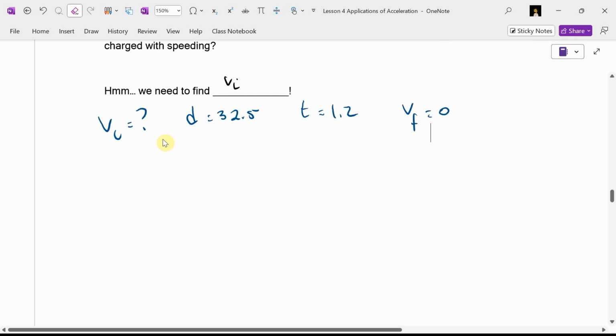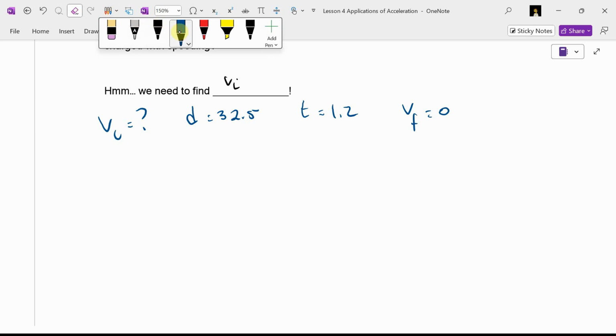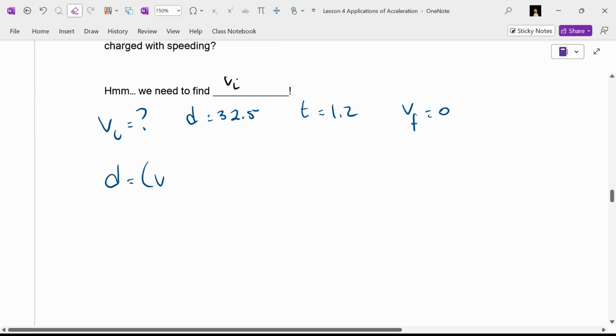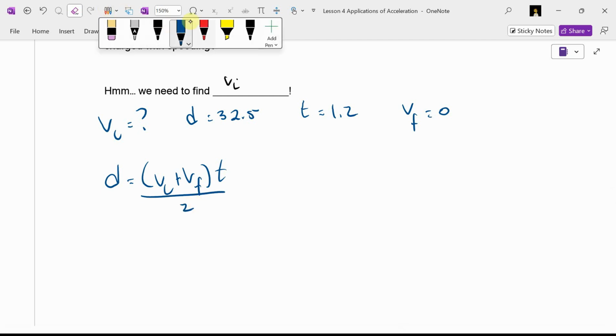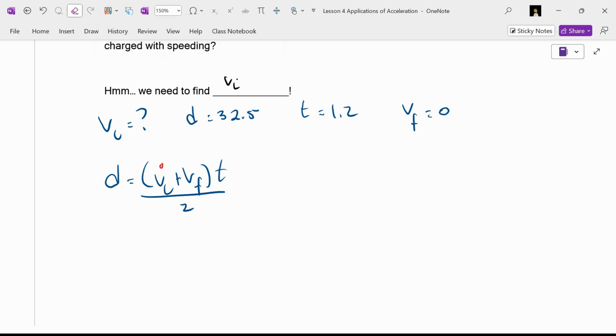I think there's a bracket in there, but yes. D equals bracket VI plus VF times T all over 2. And we're trying to get the VI by itself. What's the VI inside of? It starts with the letter B. Bed mass, reverse bed mass.